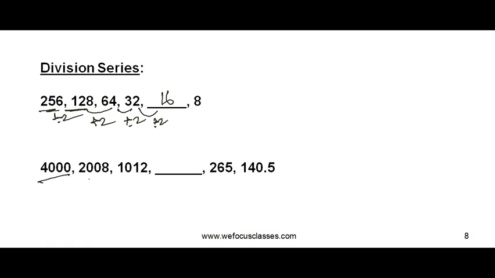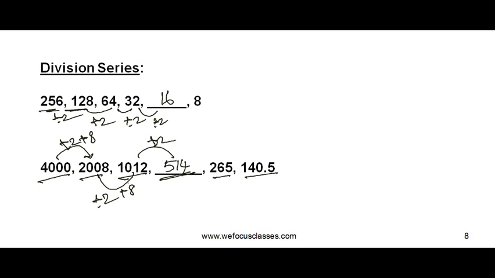Next problem is given 4000, 2008, 1012, 265 and 140 plus 5. So from 4000 you are getting 2008, means you are dividing with 2. So you will be getting 2000 and you are adding 8, so that you are getting 2008. Here you are dividing with 2, so 2008 divided by 2 you will be getting 1004, and you are adding 8 again. In the same way you divide it with 2. So 1012 you divide with 2, you will be getting 506, and if you add 8 you will be getting 514. So the answer will be 514. Like this we need to solve the problem. Go to the next model.